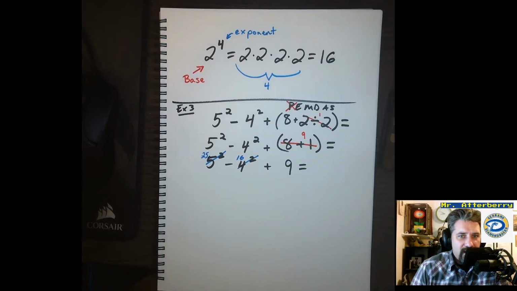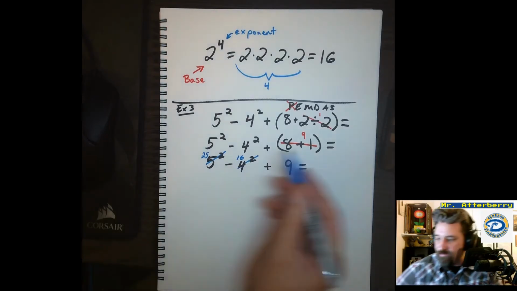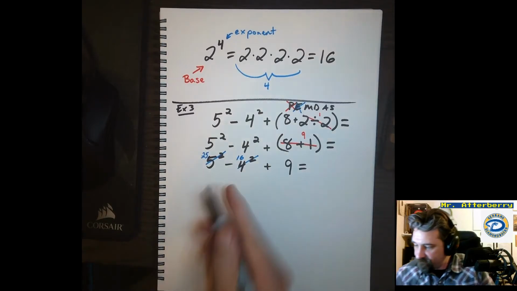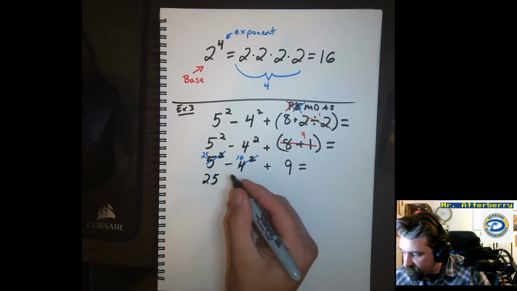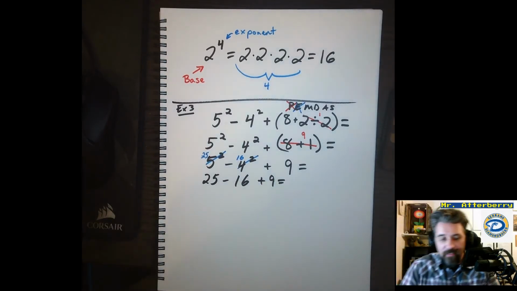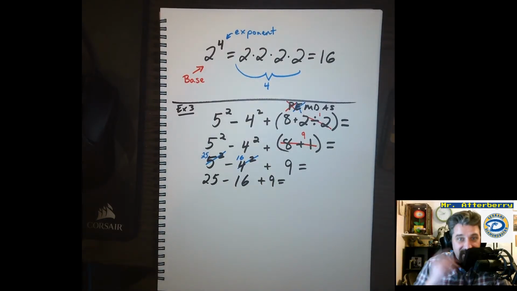So now I'm going to go ahead and rewrite my problem, and I finished the exponent, so I'm going to cross it off. So what comes up? Instead of saying 5 squared minus 4 squared plus 9, I'm going to rephrase that. I've rewritten it as 25 minus 16 plus 9.